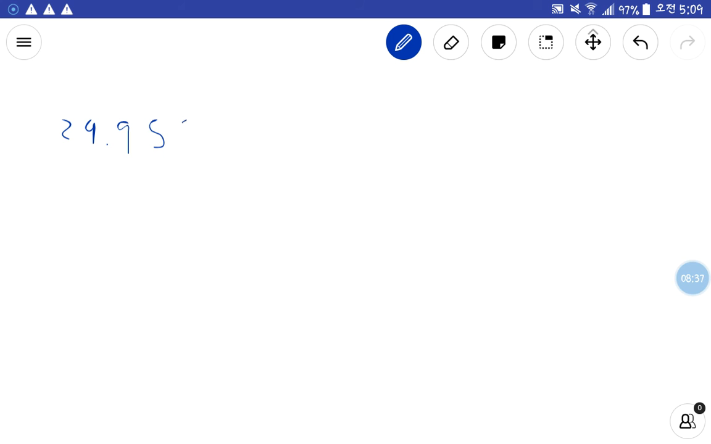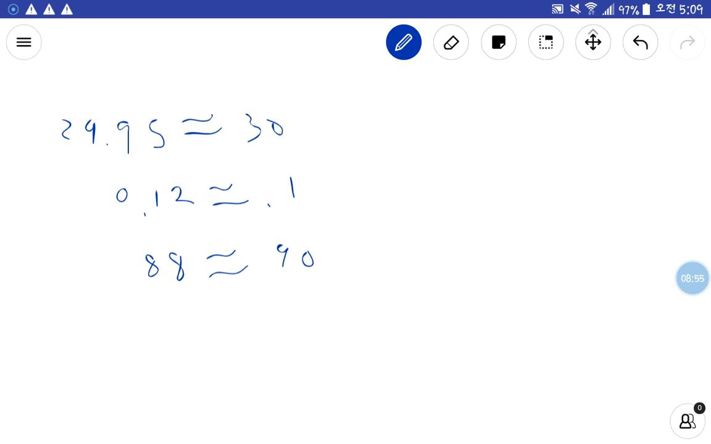So $29.95 would be $30, right? You just round up. And now 12 cents could be rounded up to just 10 cents, so they put just 0.1. And 88 would be approximately 90, right?